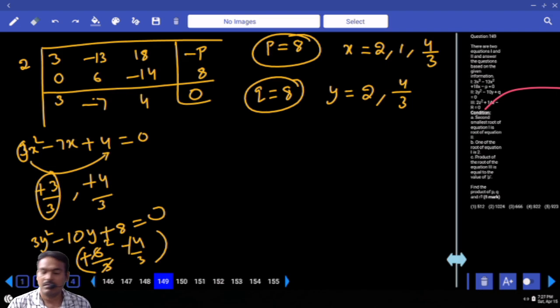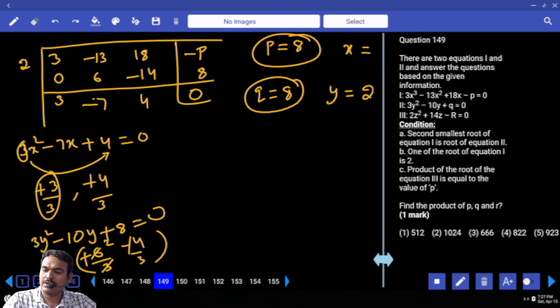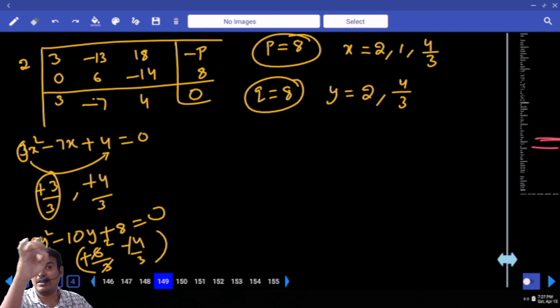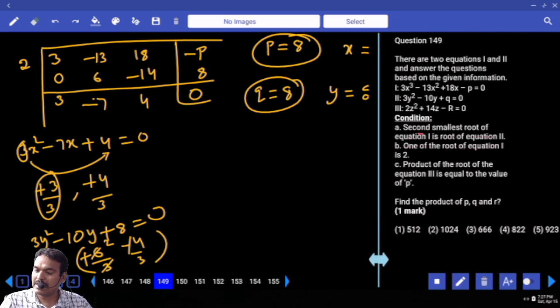Yes or no? Next, last one, 2z square plus 14z minus r equal to 0. What is the first condition? Second smallest root of equation 1 is a root of equation 2. What is the smallest root of the first equation? 1 or not? Smallest root 1 or 4 by 3? 1 or not? That is also equal to which one? Second smallest root of equation 1 is a root of equation 2. And one more, what is the third point? Product of the roots of equation 3 is equal to the value of which one?